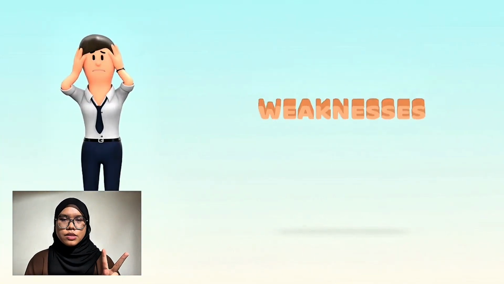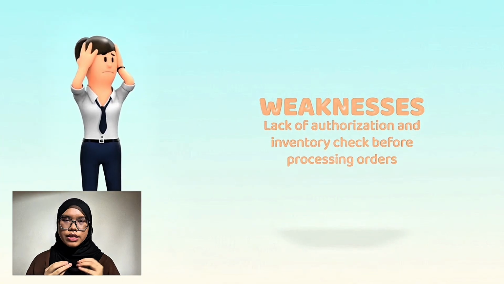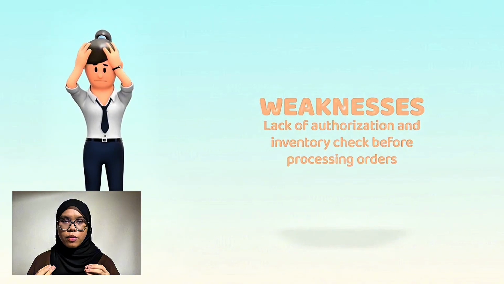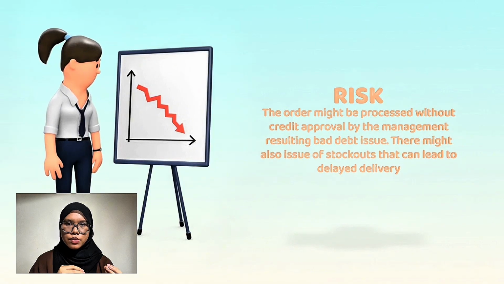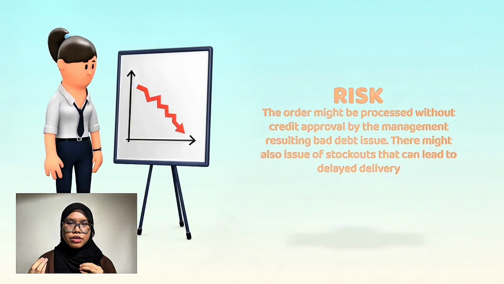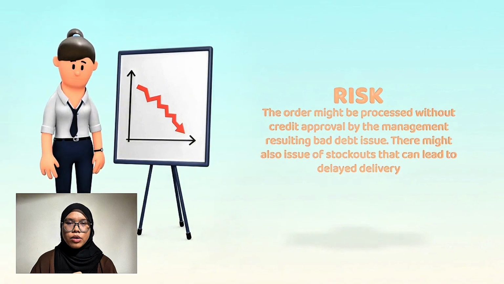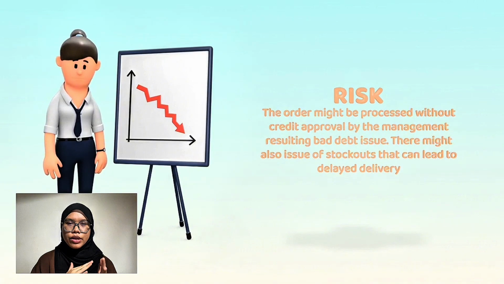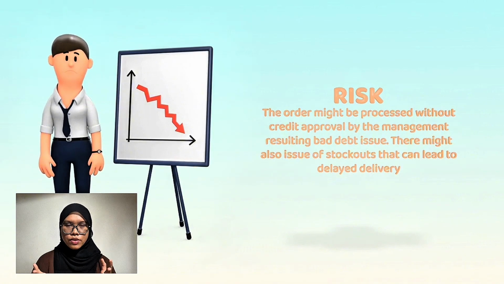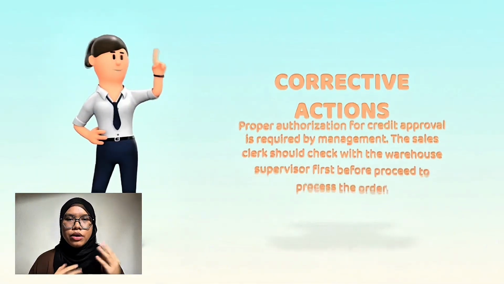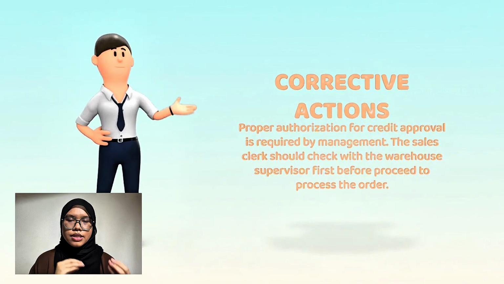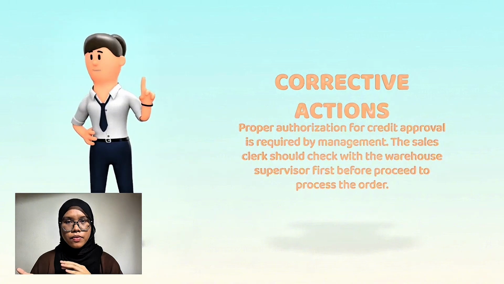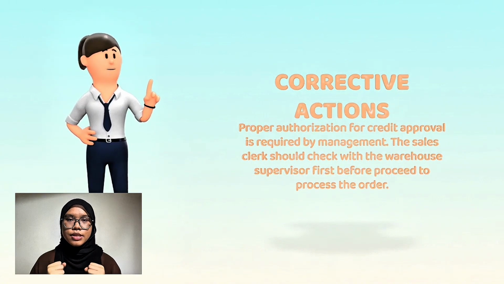The second weakness is that there is a lack of authorization and inventory check before processing the order. The risk here is that the order might be processed without credit approval by the management, resulting in a bad debt issue. There might also be an issue of stock out that can lead to delayed delivery and also loss of sales. So a proper authorization for credit approval by management is required, and also the sales clerk should check with the warehouse supervisor first before proceeding to process the order.